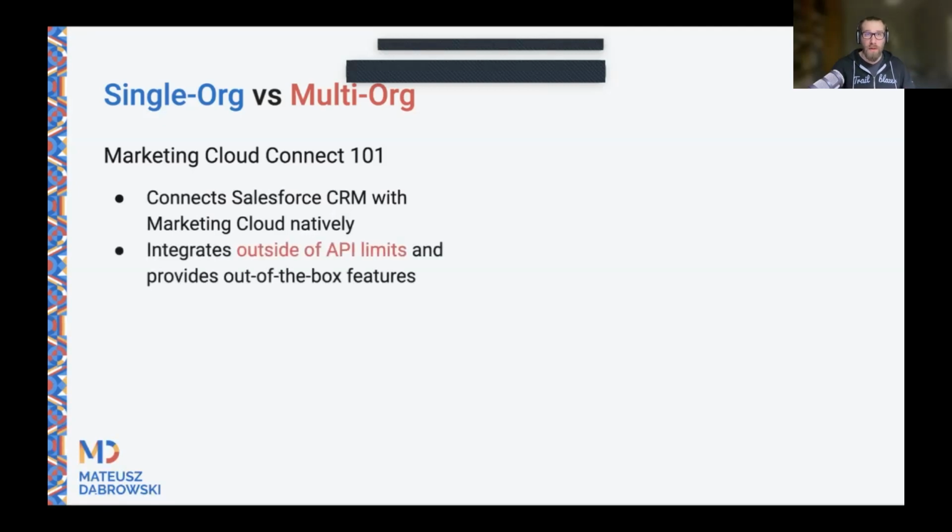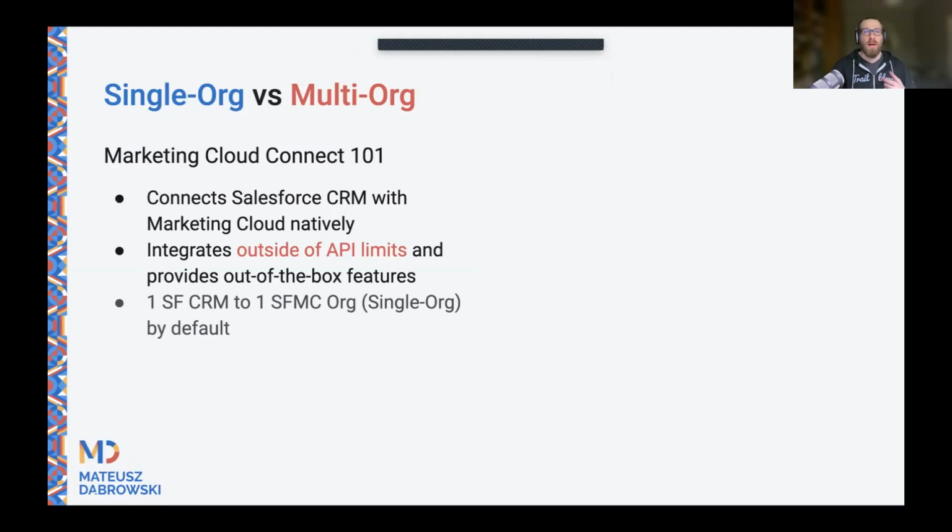It is absolutely awesome because it integrates outside of API limits. So you don't have to worry that your integration will burn down the API limits of either of the platforms. Plus, it provides quite a lot of out-of-the-box features that make the talking between the clouds much easier. By default, it is set in the single org configuration. So this is the default baseline that connects one CRM org to one Marketing Cloud org/account.